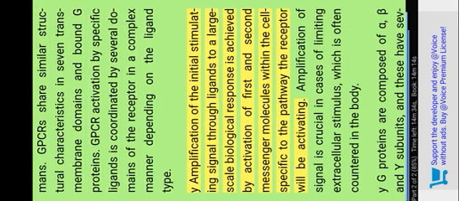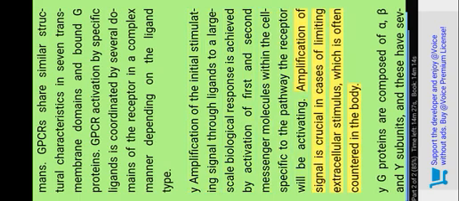ligand type. Why amplification of the initial stimulating signal through ligands to a large-scale biological response is achieved by activation of first and second messenger molecules within the cell specific to the pathway the receptor will be activating. Amplification of signal is crucial in cases of limiting extracellular stimulus, which is often encountered in the body.